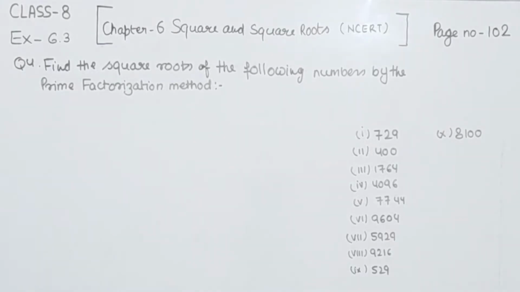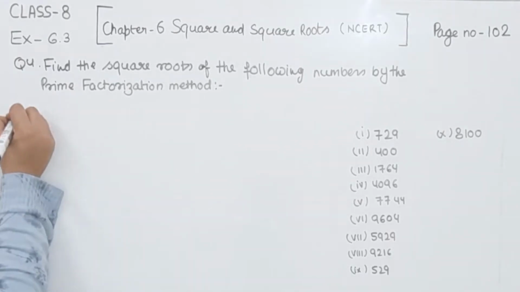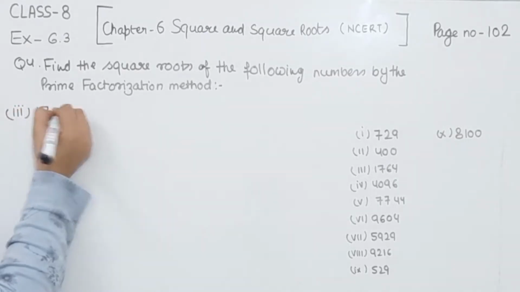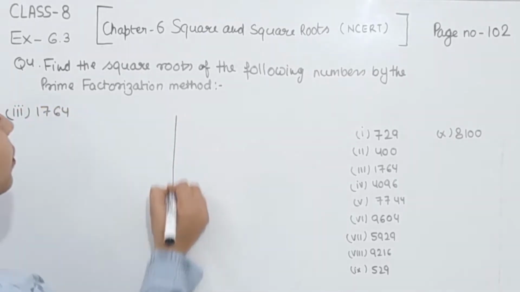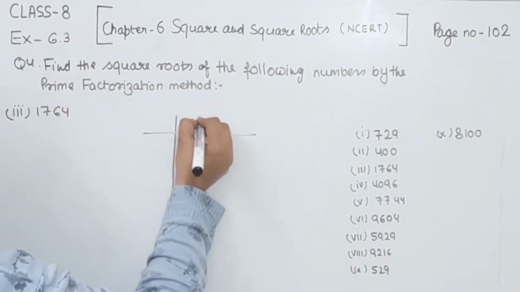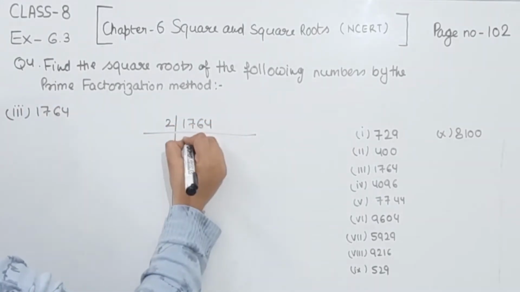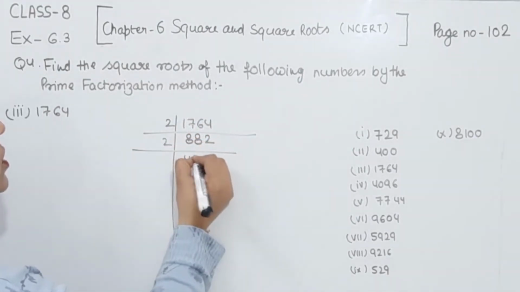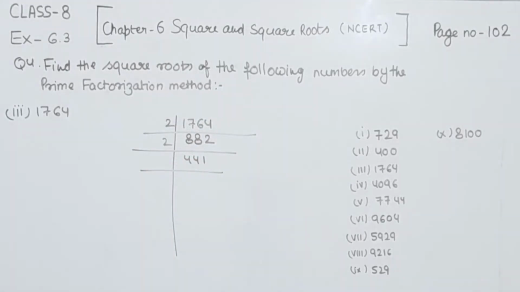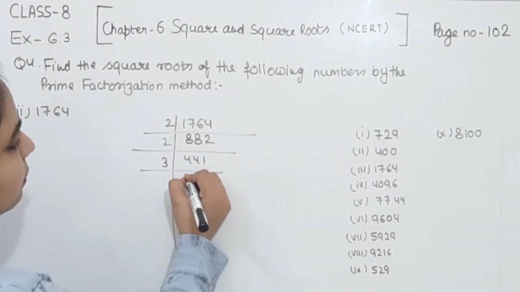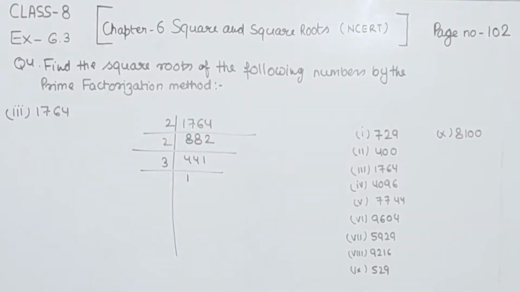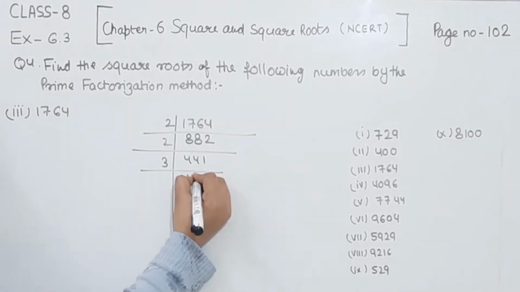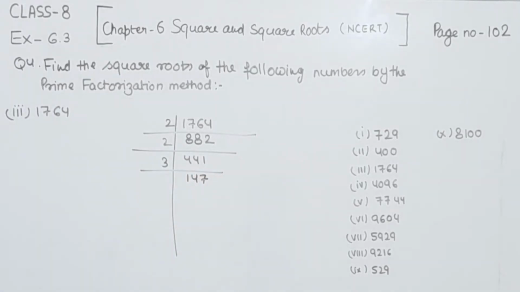Now comes part 3. The number we have is 1764. I want to prime factorize the number. Start with 2. 2 8s are 16, remainder 1, 2 8s are 16, 2 2s are 4. Now 2 4s are 8, 2 4s are 8, 2 2s are 4. So the number we have is 441. Now 3 1s are 3, remainder 1. Now 3 4s are 12, then 3 7s are 21.